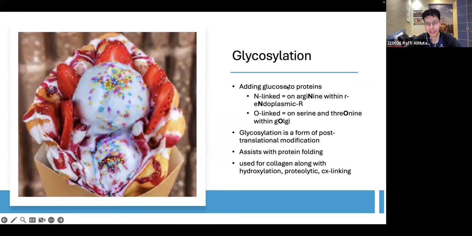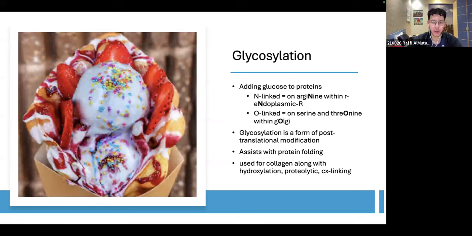So we have something called N-linked and O-linked. N-linked uses arginine and the endoplasmic reticulum. And O-linked is on serine or threonine in the Golgi. So just remember, if we're talking about N-linked, this is happening on arginine. This is happening within the endoplasmic reticulum. If we're talking about O-linked, this is happening on serine and threonine, and it's happening within the Golgi. So O, O, O, N, N, N. Try to make that connection.